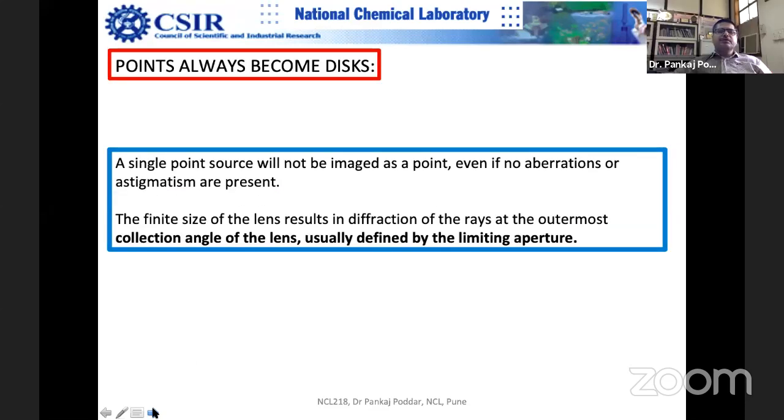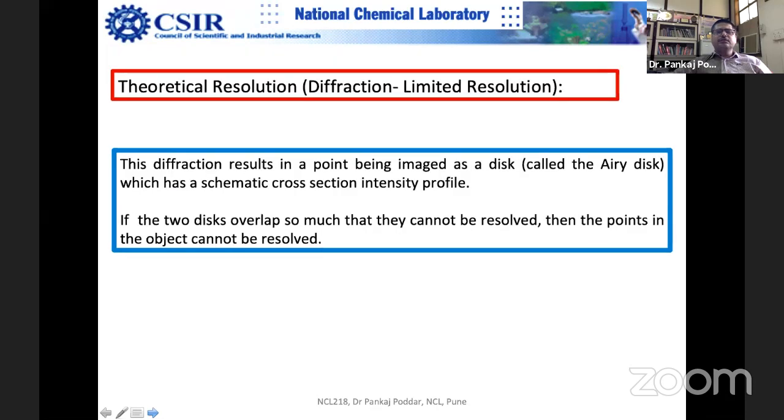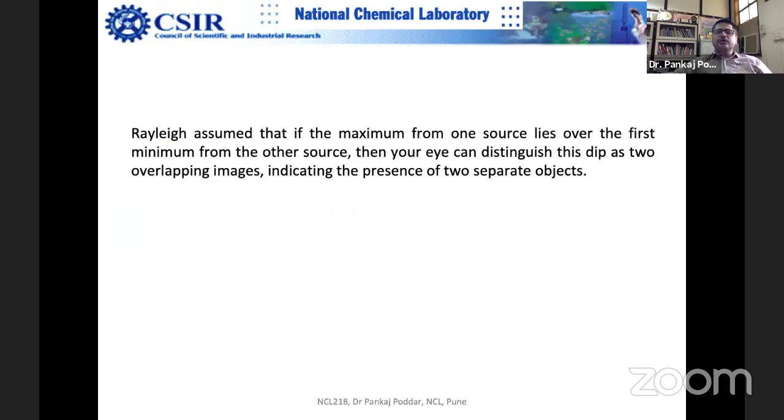But a point always becomes a disk. A single point source will not be imaged as a point, even if no aberration or astigmatism is present. The finite size of the lens results in diffraction. So this is called diffraction limited resolution. That was also discussed by a scientist named Airy. The Airy disk is named because of that scientist's contribution. So the Airy disk is basically when the point is imaged as a disk. There is a central bright disk, and after that there are brighter and darker fringes. That's called the Airy pattern.